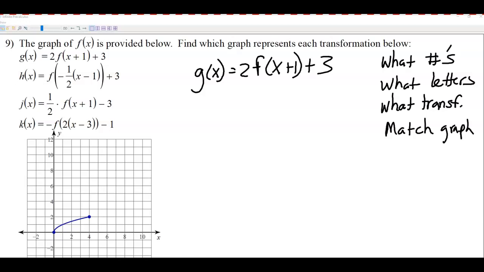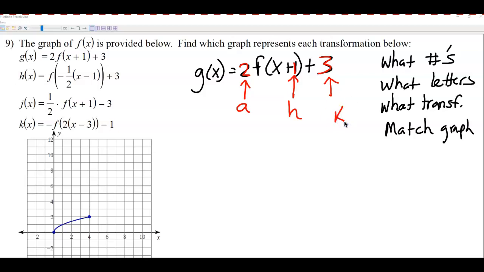All right, so what numbers do I care about here? Well, obviously anything that's not an f of x. So I like the 2, I like the 1, and I like the 3. And we need to decide what letters those are. Now this is a number multiplying the f outside the parentheses. So that is the a value. This is a number that's being added or subtracted from x. Look at your notes. Which one is that? That is the h. And this is a number that's being added or subtracted outside the parentheses. Which one is that? That's the k. All right, so we know that.